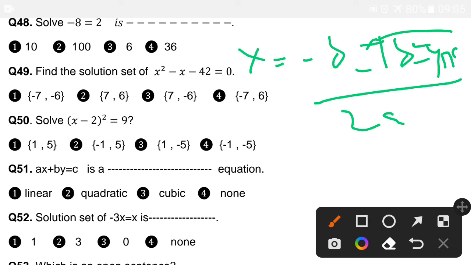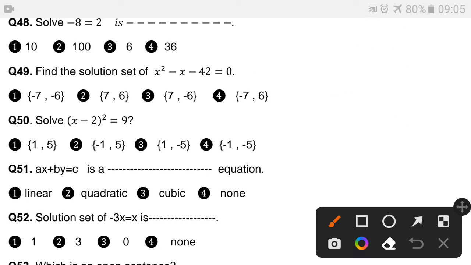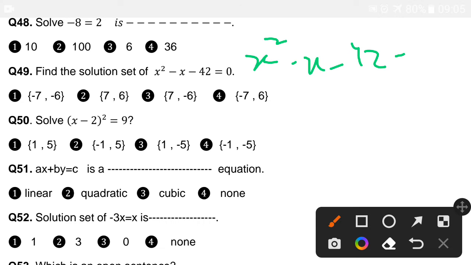So we can solve either by this formula or by factorization. So let's try by factorization. If it's not possible, then we must solve it by this formula. So the given equation is x square minus x minus 42. Now we have to find out all the factors of 42.